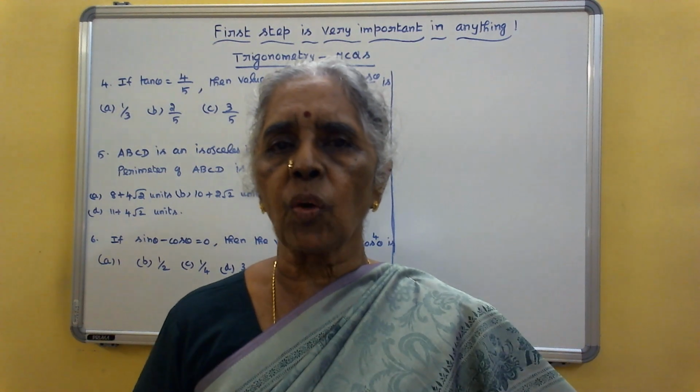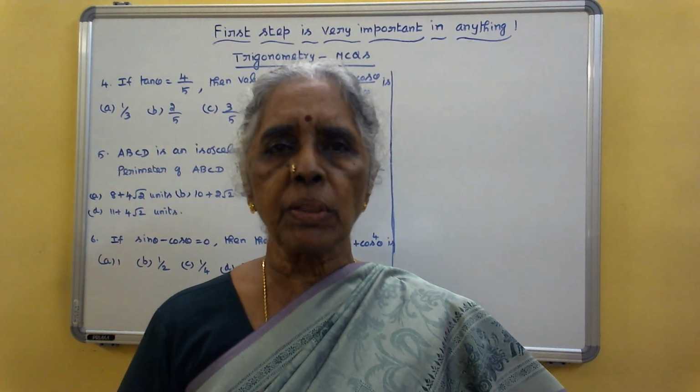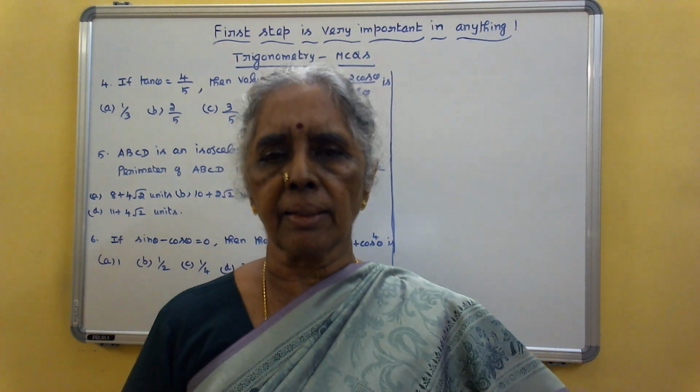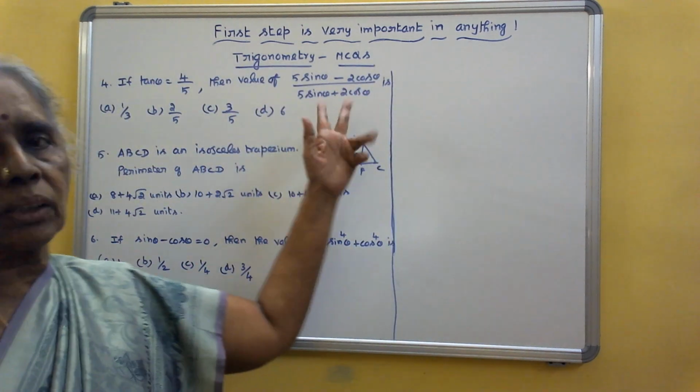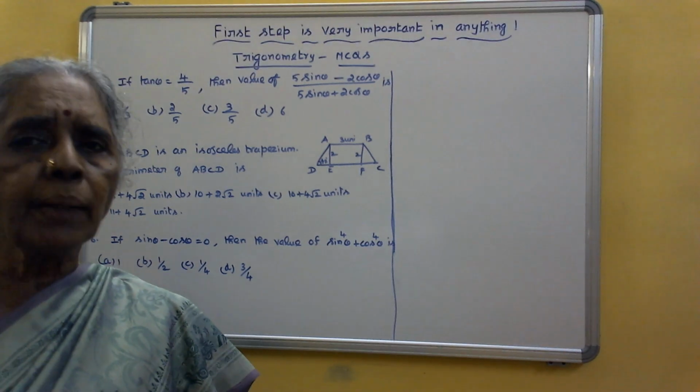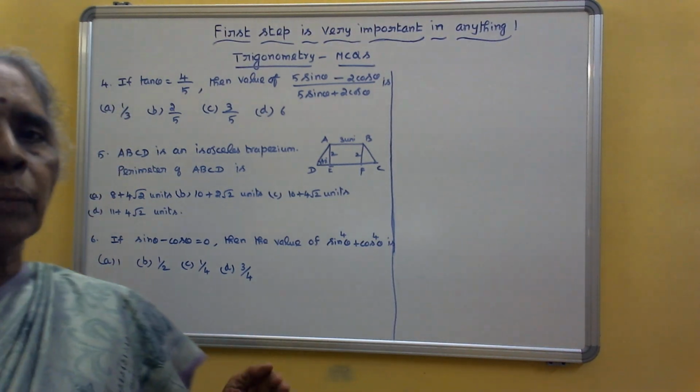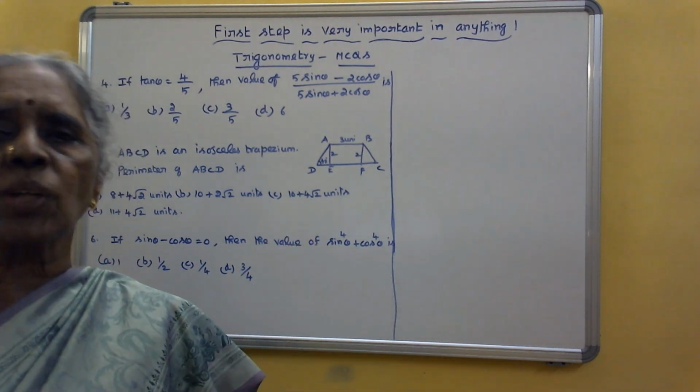Since tan theta is 4 by 5, you can write the opposite side as 4k and the adjacent side as 5k. Find the hypotenuse and find what is sin theta and cos theta and substitute. Now, let me teach you another method because that method will be useful for some other sums later on.